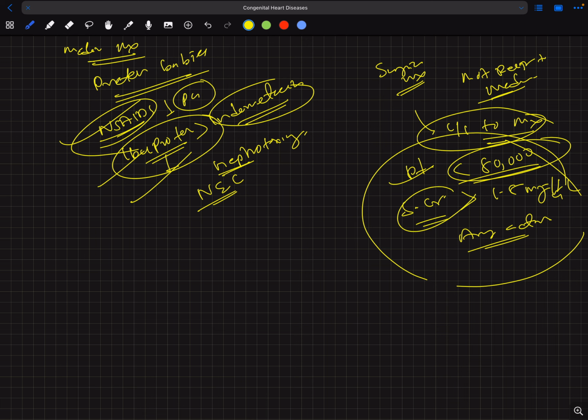I told you there is a risk of nephrotoxicity: less in case of ibuprofen, more in case of indomethacin. There is minimal risk of nephrotoxicity also present with ibuprofen. So if the serum creatinine is already more than 1.8 milligram per deciliter, we don't use NSAIDs. So these are the contraindications of medical management: low platelet count due to the antiplatelet nature of NSAIDs, raised serum creatinine, and active bleeding.